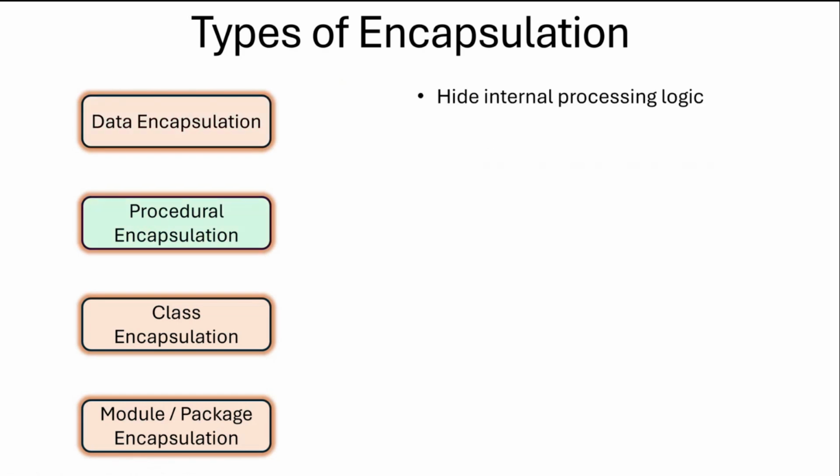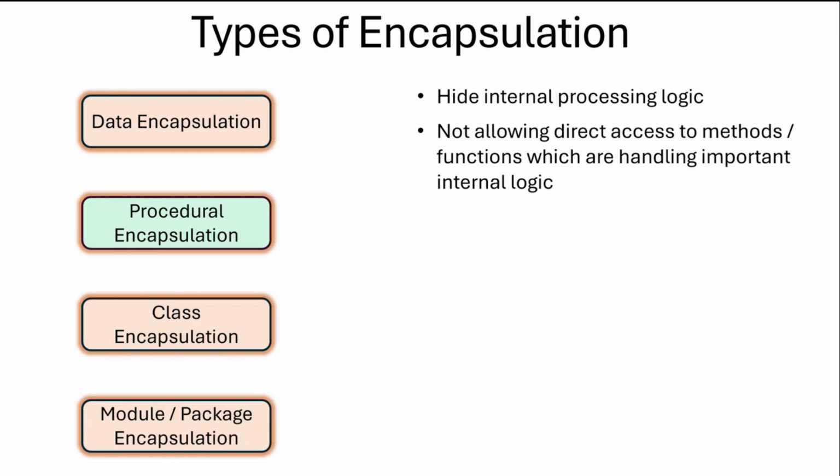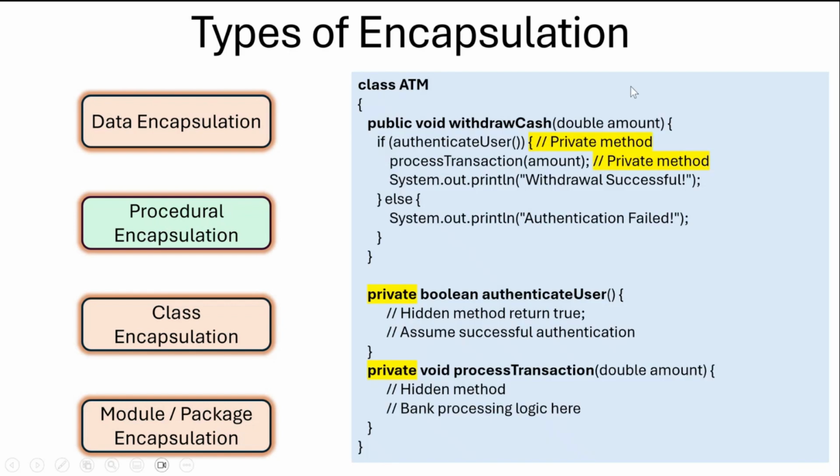Next is procedural encapsulation. It hides the internal processing logic, not allowing direct access to methods or functions which are handling that logic. So procedural encapsulation is for the methods or functions of the class. If you see here, these are the two private methods of this class ATM, and they can be accessed only via another method of the class ATM, withdraw cash, right? It is not accessible outside the ATM class. So this is procedural encapsulation.